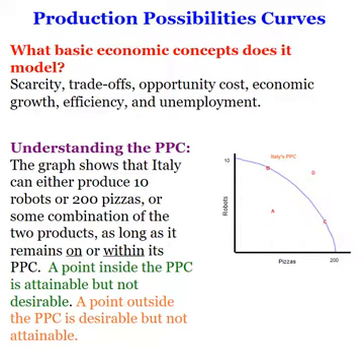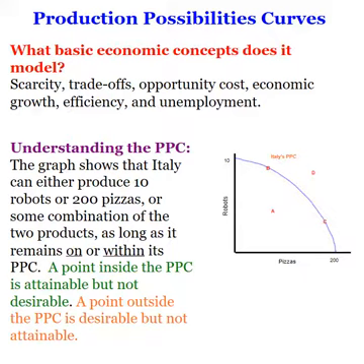Now back up to the top, these economic concepts that this model shows. The first one is scarcity. There's only so many resources, those factors of production. We only have so much time, so many workers, and we only have a limited amount of the resources that we use to produce robots or pizzas. That's why at maximum we can only make 10 robots or 200 pizzas. There's not an unlimited amount because our resources are scarce.